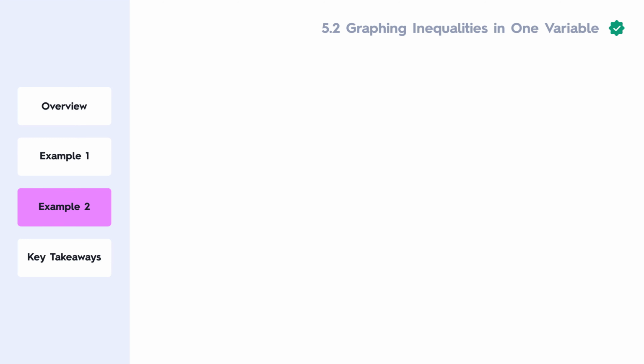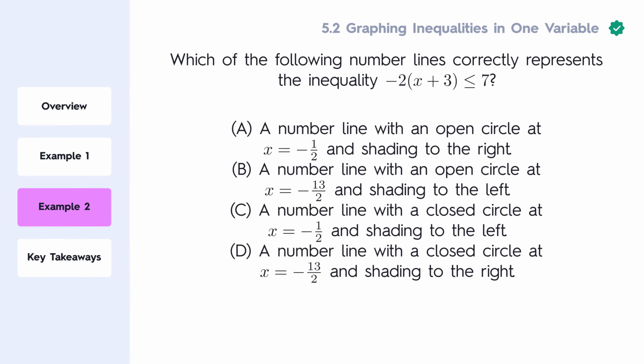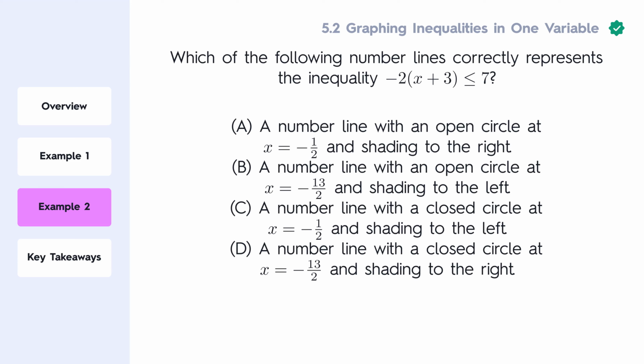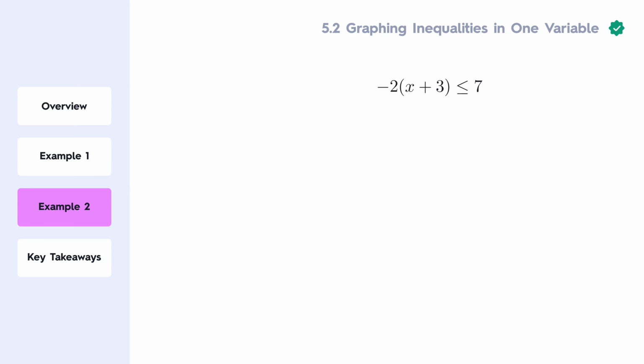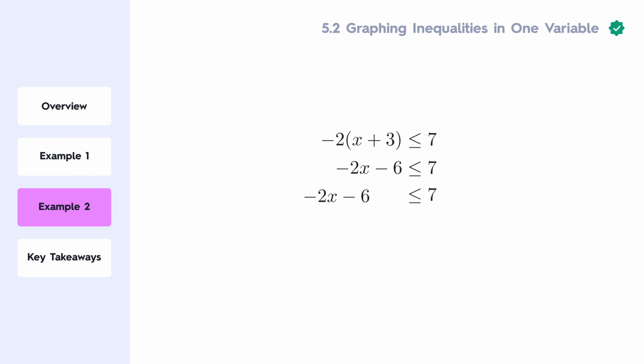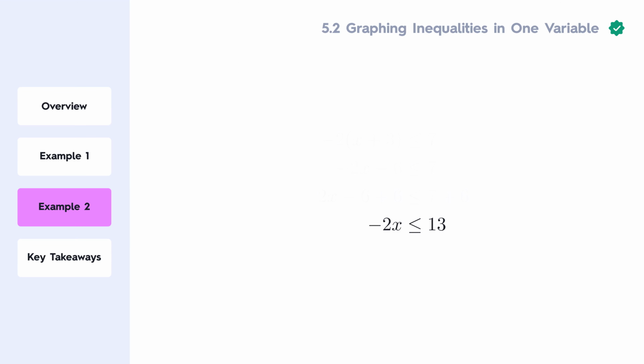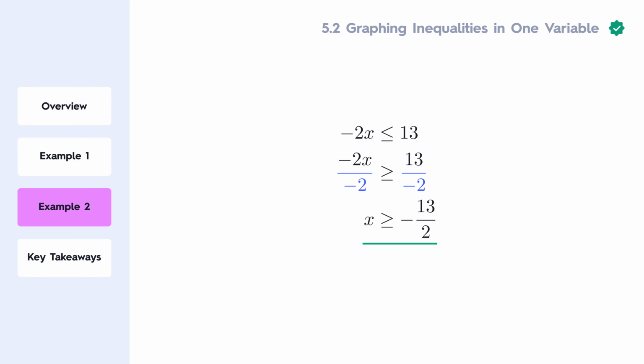Let's now discuss a more challenging example. Which of the following number lines correctly represents the inequality -2 times the quantity x plus 3 is less than or equal to 7? Let's start by expanding and simplifying the inequality. Let's distribute the -2. Next, isolate the variable x by adding 6 to both sides of the inequality. Now we need to divide both sides by -2. Remember, when we divide by a negative, we have to flip the inequality sign. So, our solution is x is greater than or equal to -13/2.